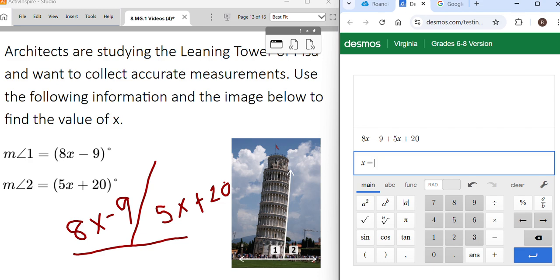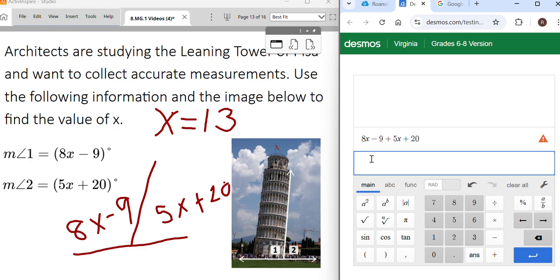That got me to 76. So I'm going to try 10. That got me to 141. Now I'm going to slow down and go one at a time. I'm going to try 11, 12, and 13. When I put in x is 13, those two angles added together give me 180 degrees. So that's how I find the x value if that's what it asks for.